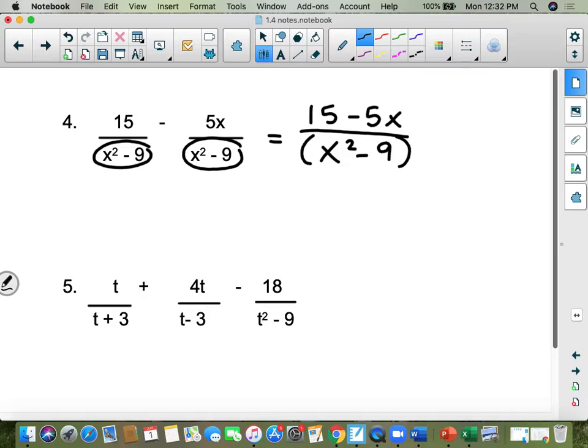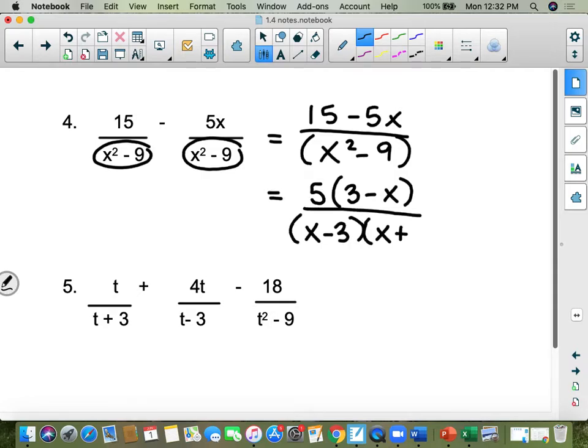You have to finish by looking to see if you can factor. Well, the top, I can take a 5 out, and you're going to get 3 minus x. On the bottom, I can't take a GCF, but it's an x minus 3 and an x plus 3.